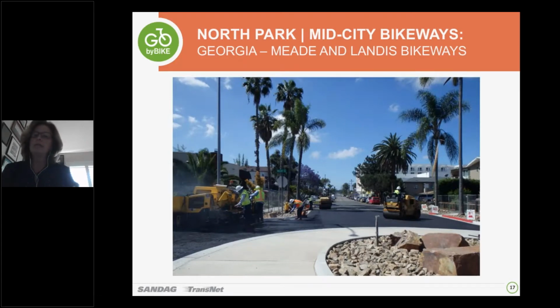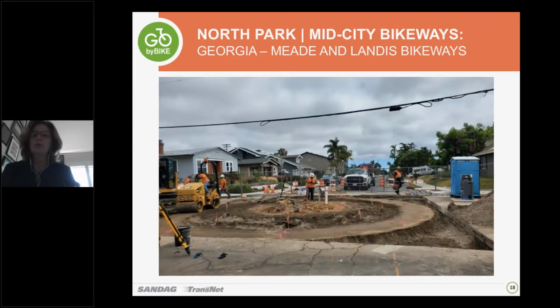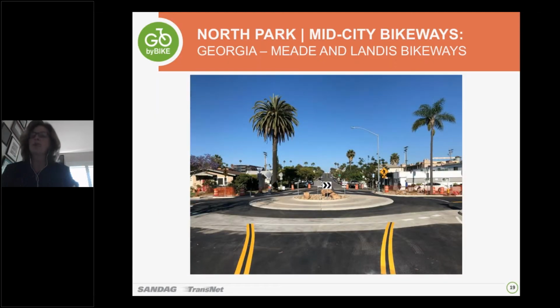If you go to the next slide, I see that we're underway with construction. Our crew's out there. This is along Meade Avenue, finishing up one of the first traffic circles that opened up a couple of months ago. Next slide. More construction on the circles. This is on Landis. And then last slide for this project is just the finished traffic circle there. And the staff has been out a couple of times observing how it's working, and real happy with the progress to date.